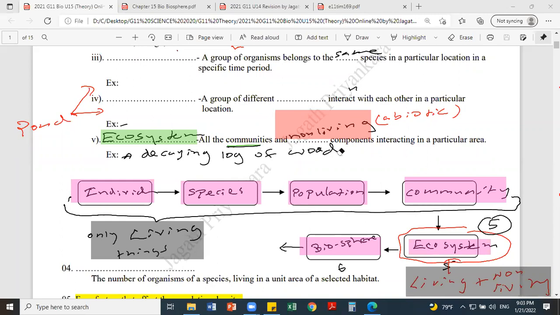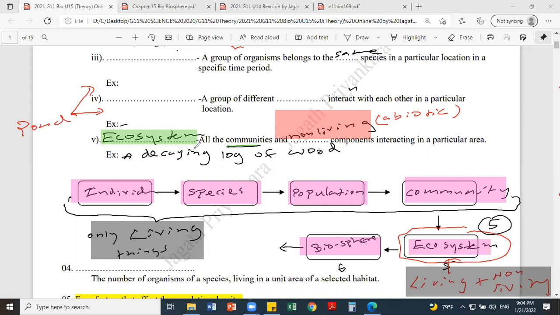How can a decaying log of wood become an ecosystem? Is there only one type of living organism? There must be more than one type of population or community. Community means a group of populations, different groups of populations. So there must be more than one type of population in the decaying log of wood. For example, fungus, bacteria, arthropods. They interact with each other and with the non-living environment in the decaying log of wood. Say worms, centipedes, millipedes, termites, coconut beetles: different groups of organisms interact with each other and with the non-living environment. That is called an ecosystem. So please write: a decaying log of wood is also an ecosystem.